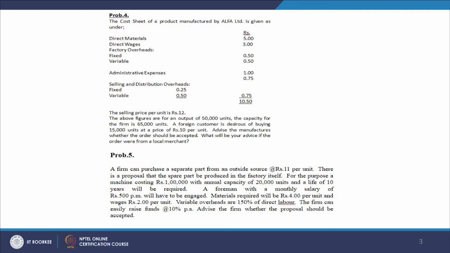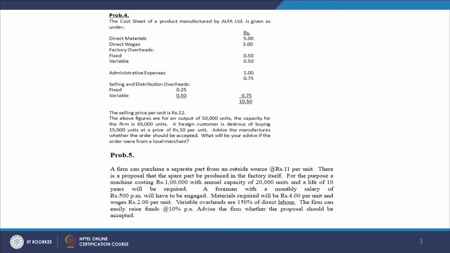You are given the information with regard to the material and labor. Material cost is 5 rupees per unit, and the direct wage cost is 3 rupees per unit. Factory overheads: fixed overheads are 0.50 and variable overheads are 0.50, so total overheads are 1 rupee per unit. Administrative expenses, which are generally fixed in nature, are 0.75.